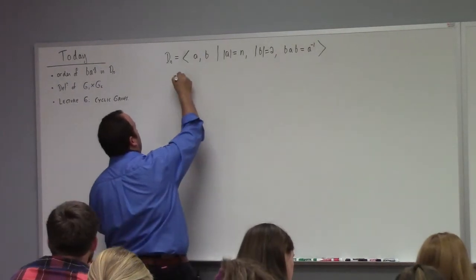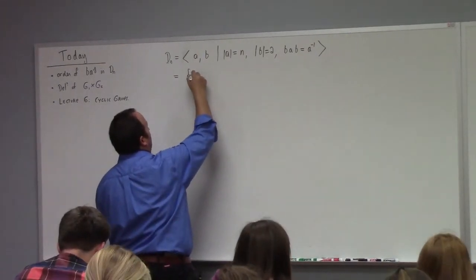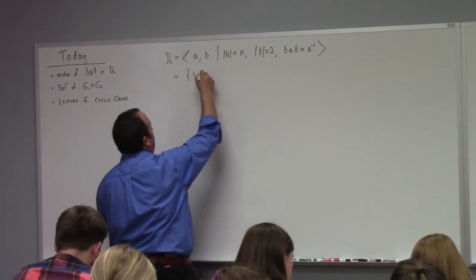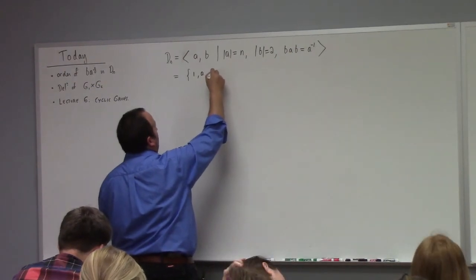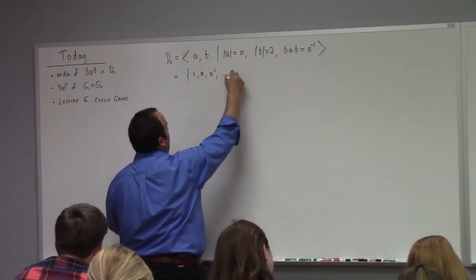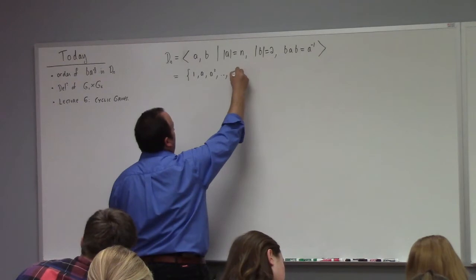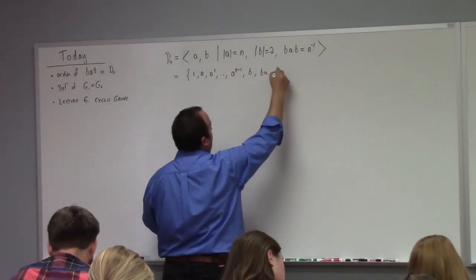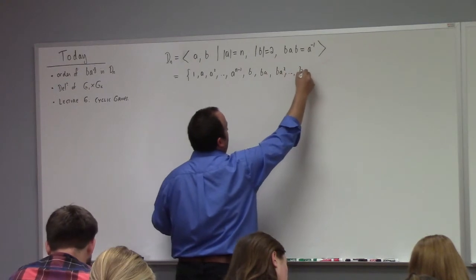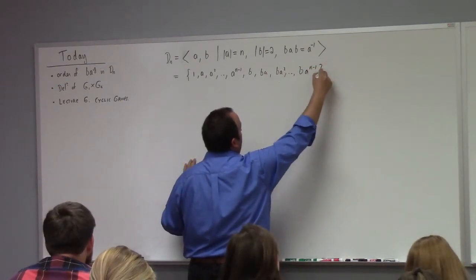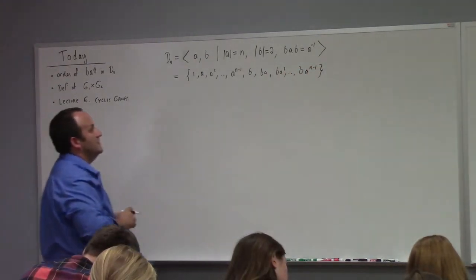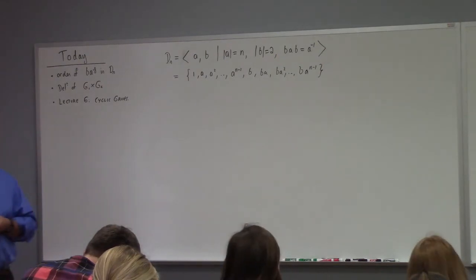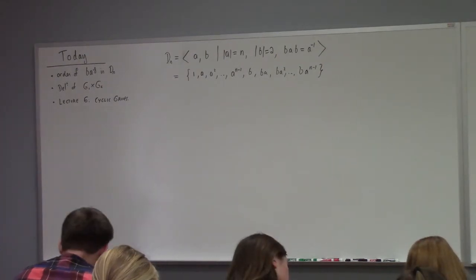So this is just a slick notation for 1, a, a squared, up to a to the n minus 1, b, ba, ba squared, up to ba to the n minus 1. And so if you count, there's 2n things, right? So the order of Dn is 2n.